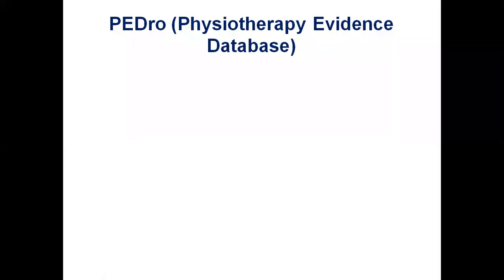We have discussed in detail in the previous practical session how to search on PEDro, in which we discussed three types of searches: the simple search, then the advanced search, and a consumer search. So we have a detailed session on that. Here we will just summarize those points which were discussed practically in the previous session.